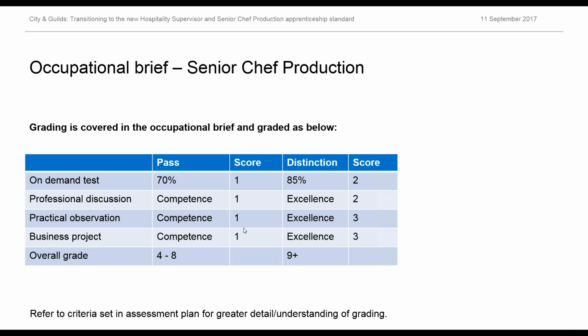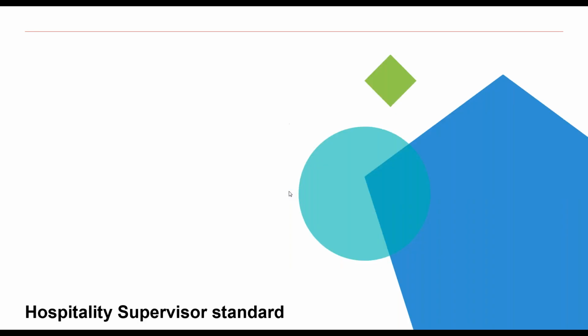So the final decision, or the marking criteria: the on-demand test is graded for pass, being 70% up to 84%, which will gain 1 point, or 85% or above is a distinction for 2 points. For both practical observation and the business project, they'll be looking at a difference of competence or distinction, where competence would be a pass worth 1 point or a distinction 3. For the professional discussion, competence will provide the apprentice with 1 point or excellence with 2. And then for an overall pass, the learner must achieve 4 points or 9 points for a distinction.